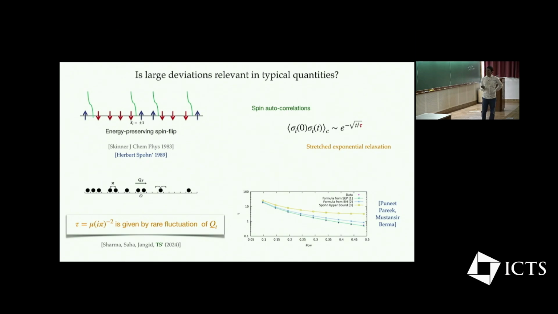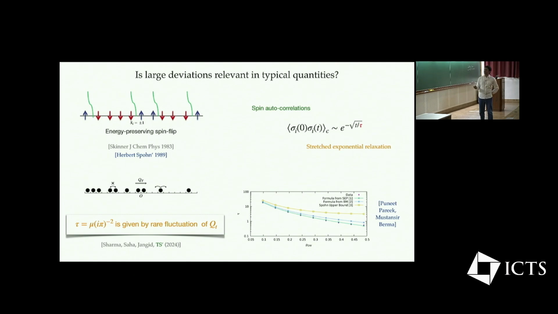Now it turns out this tau is very strongly related to the current fluctuation of this lattice model that I discussed. And that's easy to see by simply realizing that if you are looking at the spin fluctuations, the spins would change sign only when the domains move.